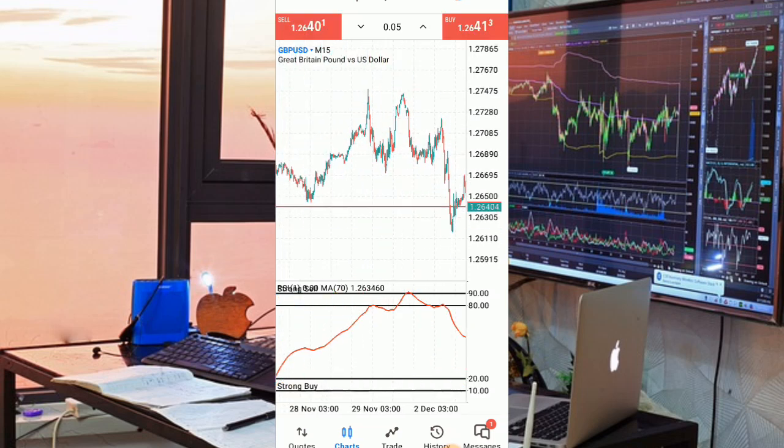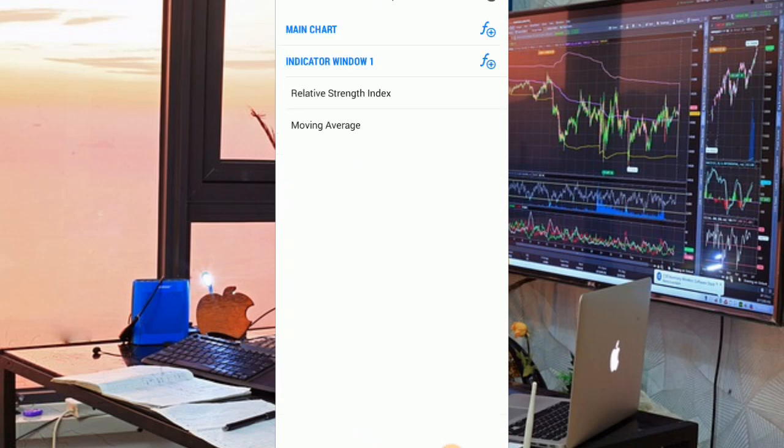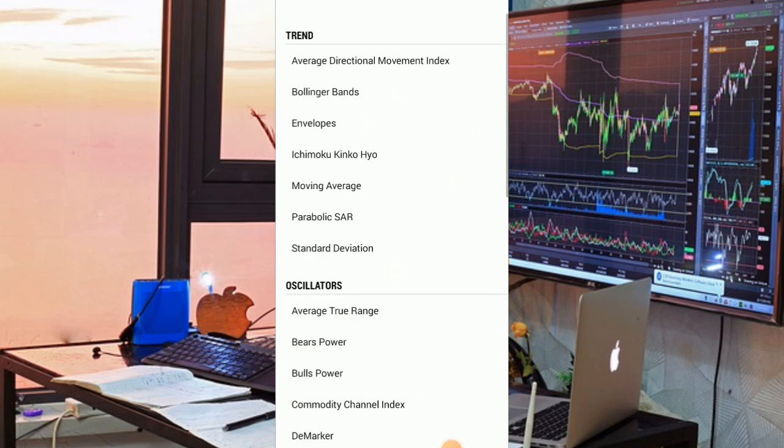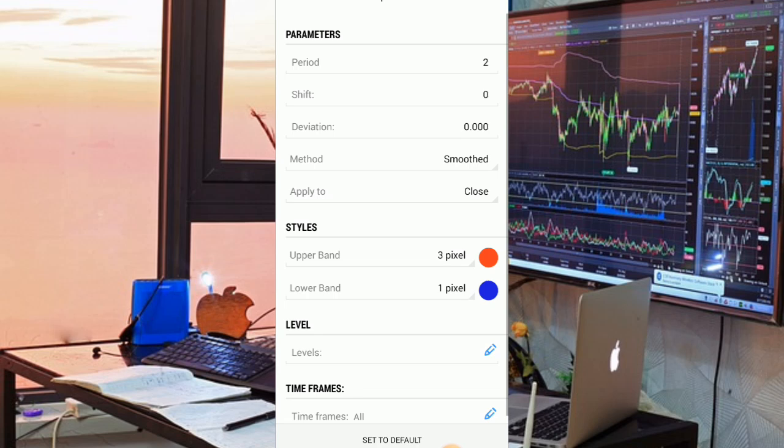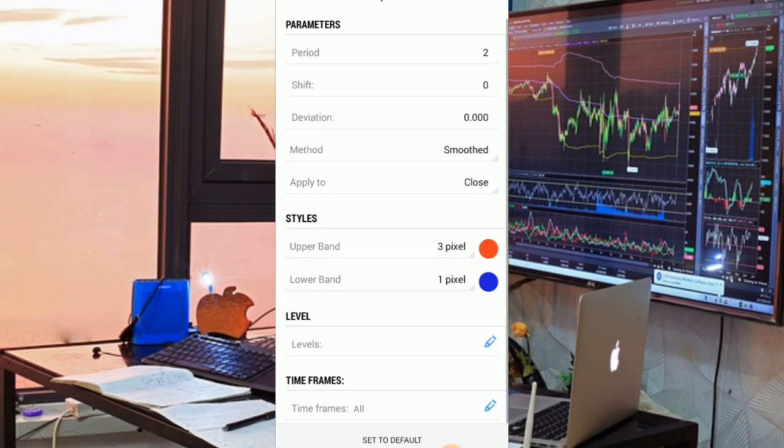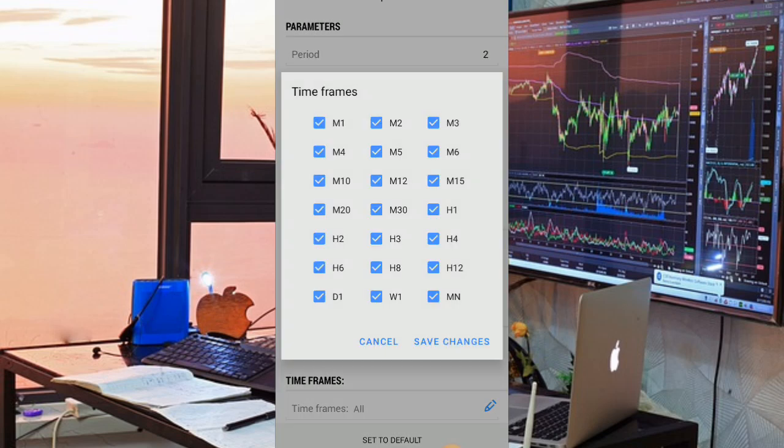So guys, today I just wanted to show you this bonus. I can just come up here and get to the indicator window 1. I want to enter envelopes over there, and for envelopes I'm going to enter period 2, shift 0, deviation 0.0, and method smoothed, apply to close, make the upper band 3 pixel red and make the lower band blue, and make sure that all levels are there. And as for the time frames, make sure we can use it on all the time frames. You can click that pencil so that you can enter all those time frames.